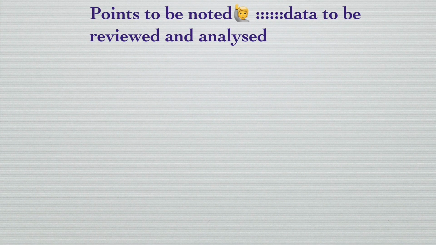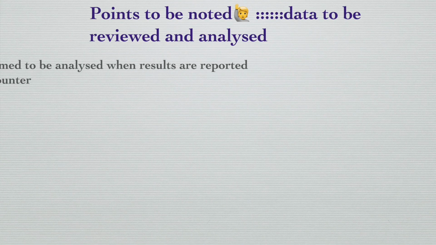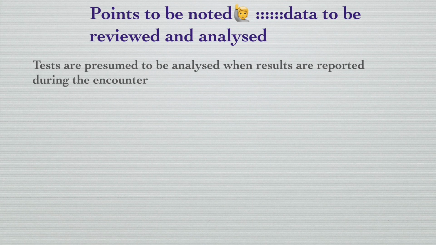Points to be noted while considering the amount and complexity of data to be reviewed and analyzed. The data or tests are considered analyzed when results are reported during the encounter. In case of recurring orders, each new result may be counted in the encounter in which it is analyzed. For example, monthly prothrombin times would count as one prothrombin time ordered and reviewed, and an additional future result, if analyzed in a subsequent encounter, will be counted as a single test in that subsequent encounter itself.